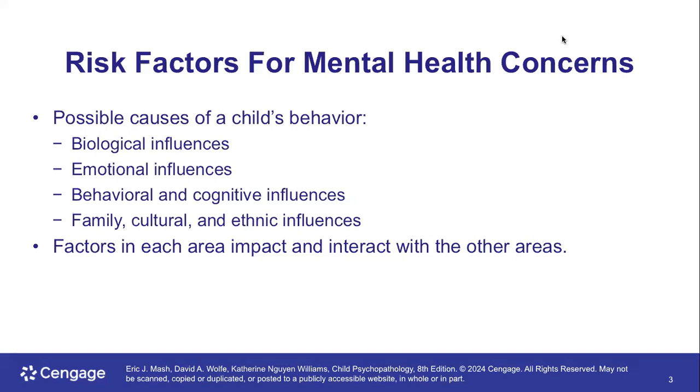And each of these factors impact and interact with one another. So your biology can alter emotional influences, behavioral, cognitive, and sociocultural factors just as much as your cognition can impact all of the above. So it's almost like a spider web of interacting forces. So these are our risk factors.